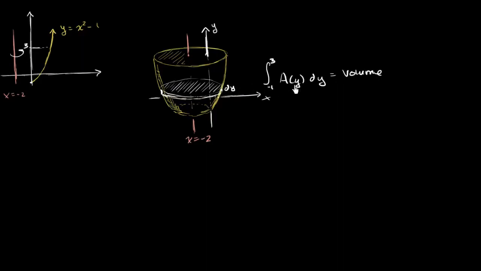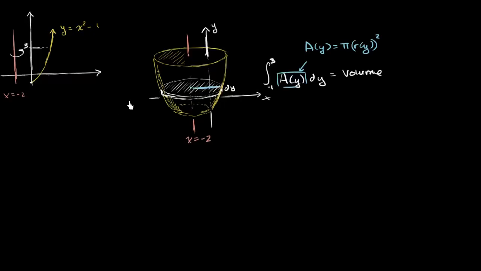So the key here, so that we can start evaluating the integral, is to just figure out what the area of each of these disks is as a function of y. And we know that area as a function of y is just going to be pi times the radius as a function of y, squared. So the real key is, what is the radius as a function of y for any one of these y's?